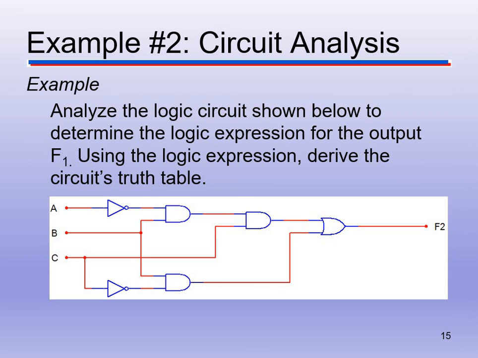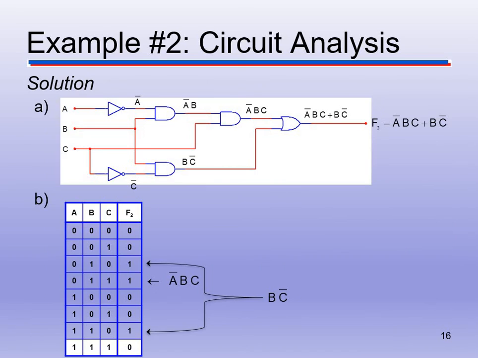All right, moving forward now. So what you should have gotten was this. All right, we send A through the inverter and we get not A back, and then that's ANDed with B. So we have not A and B going into another AND gate, and that's ANDed with C. So we end up with not A, B, and C.